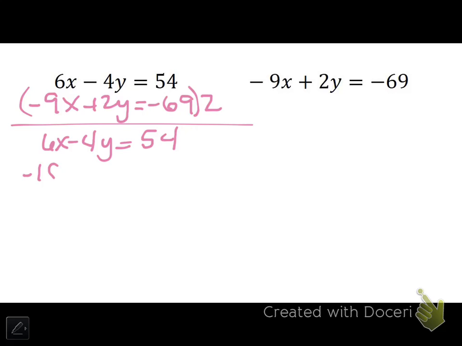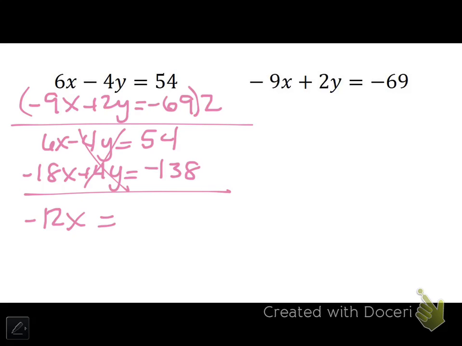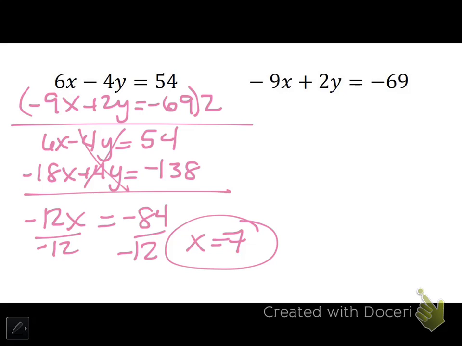So then I'd get negative 18x plus 4y is equal to negative 138. So I'd get negative 12x, my y's cancel. Negative 138 plus 54 is negative 84. Divide both sides by negative 12. X should equal 7. Okay, now we got to find our y, so let's plug it into an equation.